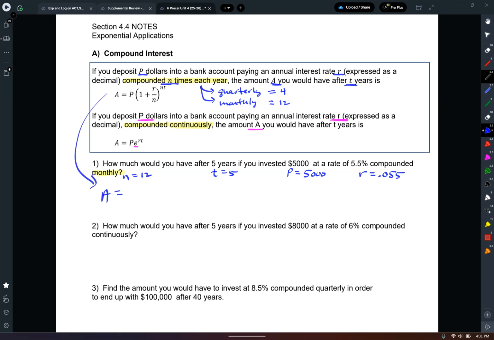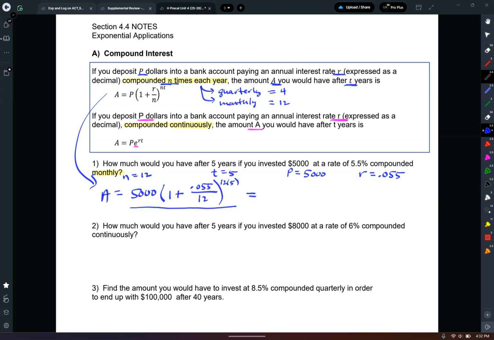So I'm going to write that first equation. A equals P is 5,000. 1 plus R is 0.055 over N, which we know is 12. The whole thing is raised to the NT, so to the 12 times 5. Okay. So in these problems, I want to see the setup for the equation so that I know that you understand where everything goes. But in this particular case, in order to solve, notice what I'm solving for is A, it's already by itself. So I could literally just put all of this into my calculator in one step.